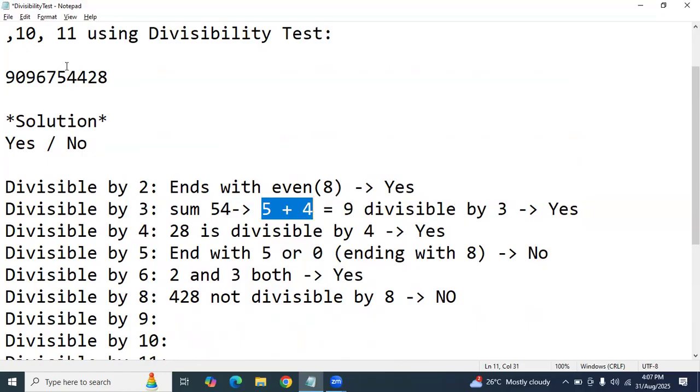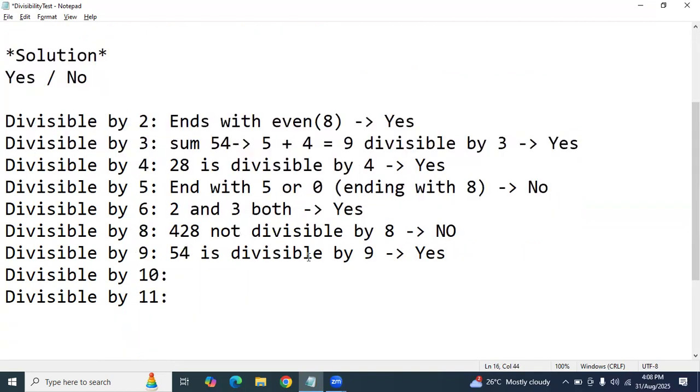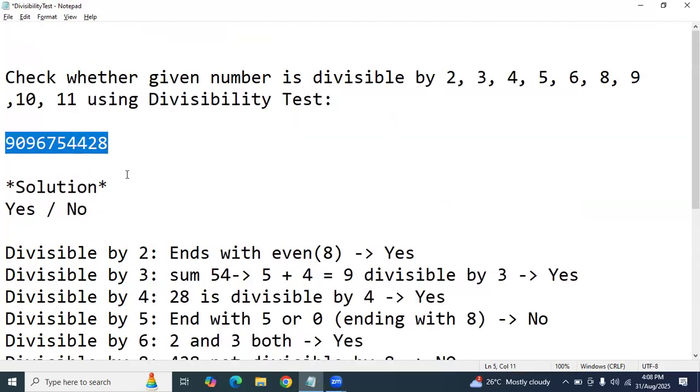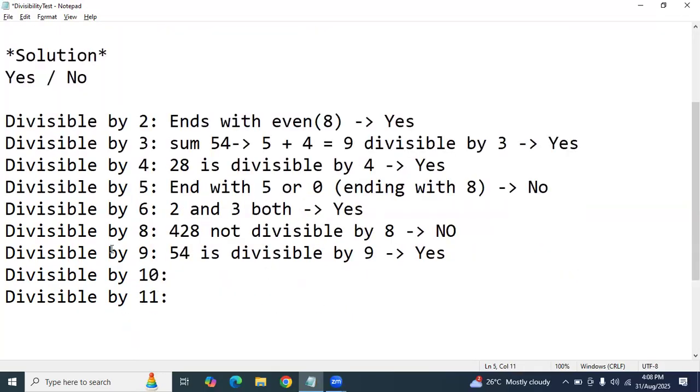Similarly for 9, if we do the sum again, we know that we added the same number for 3. So we will get the answer as 54, and we know that 54 is divisible by 9. So this number is also divisible by 9. 9 6s are 54. So the entire number 9096754428 is also divisible by 9.